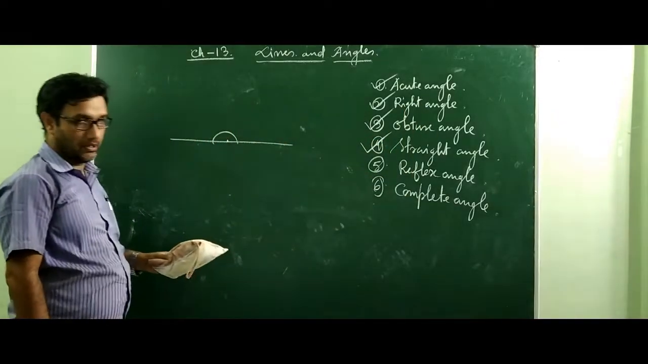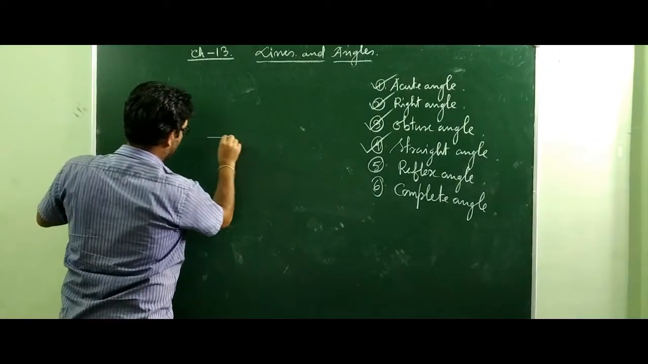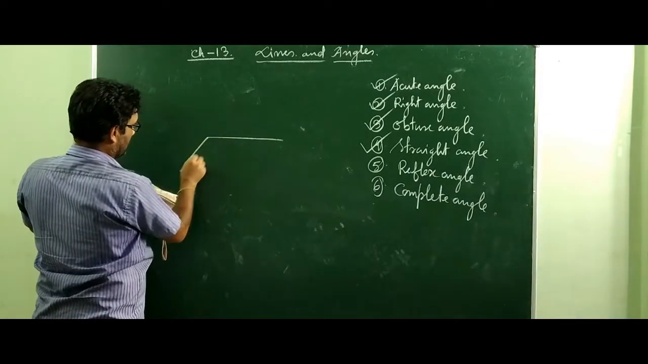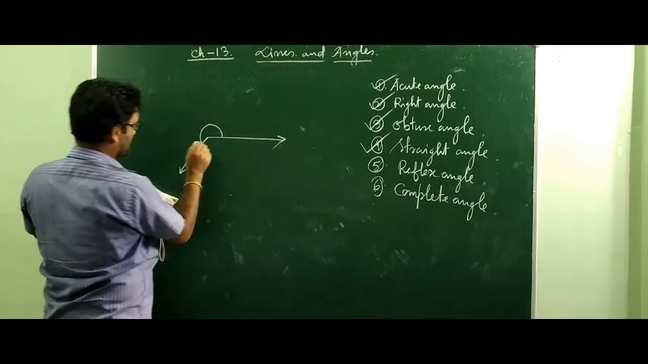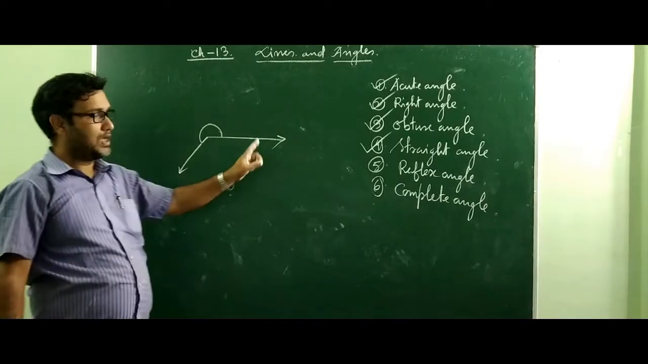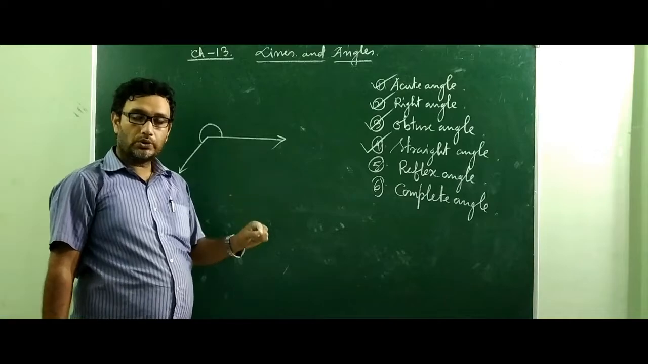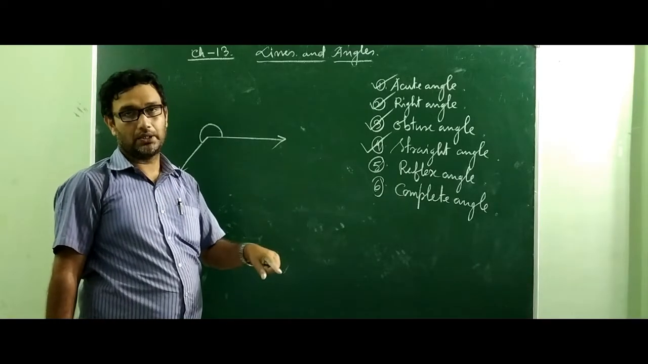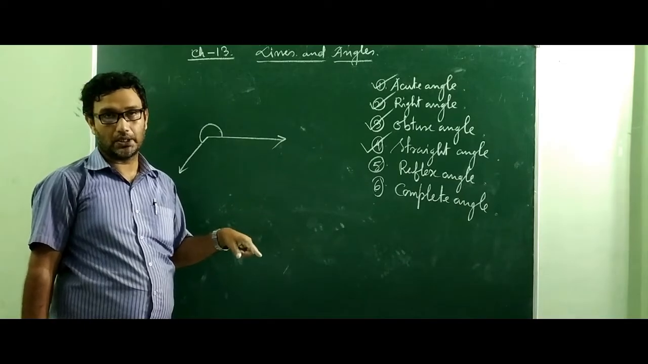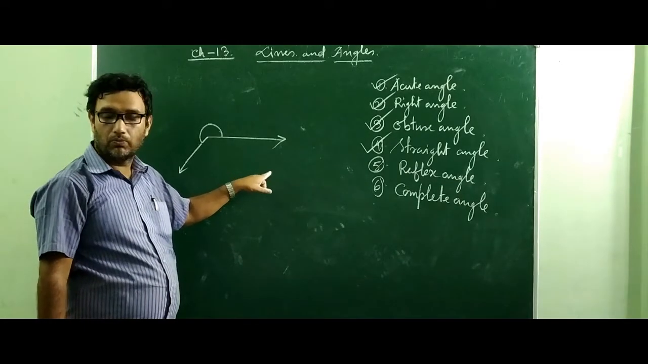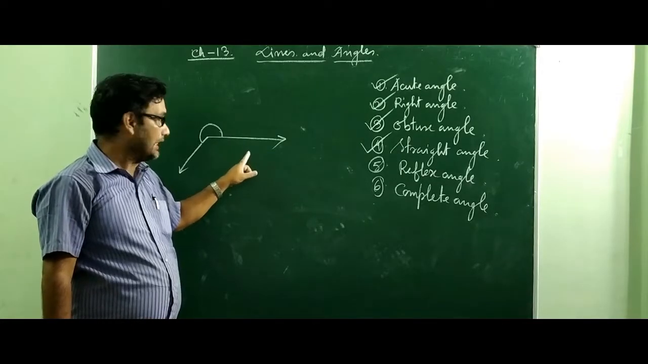Then reflex angle. The reflex angle diagram will be like this. Reflex angle means what? If the measure of an angle is more than 180 degree but less than 360 degree, then the angle is called reflex angle.